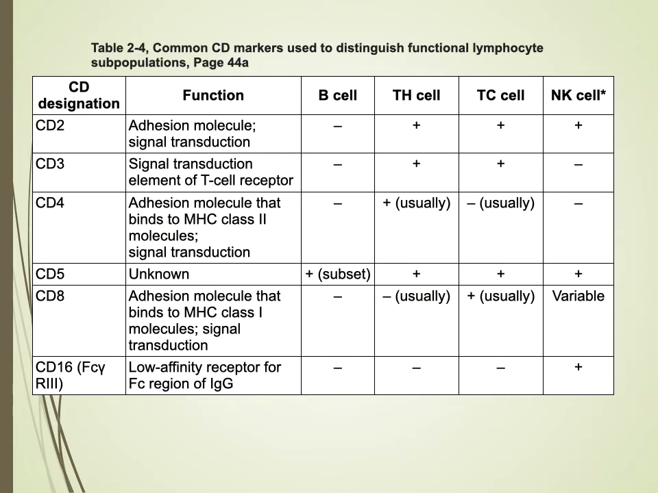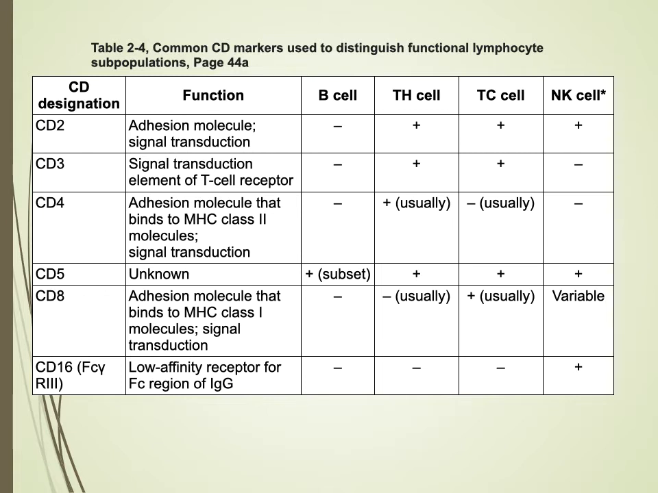Okay. And so looking at these next couple slides, this is just going to show you some of the different clusters of differentiation, or CDs, that are present. And you can see on our columns, we have our B cells, our T helper cells, our cytotoxic T cells, and our natural killer cells. And you can see that there are unique CD patterns that would then let us identify which type of cell we have, right? Some of them are not unique to a single type, but having multiple ones present would be unique.